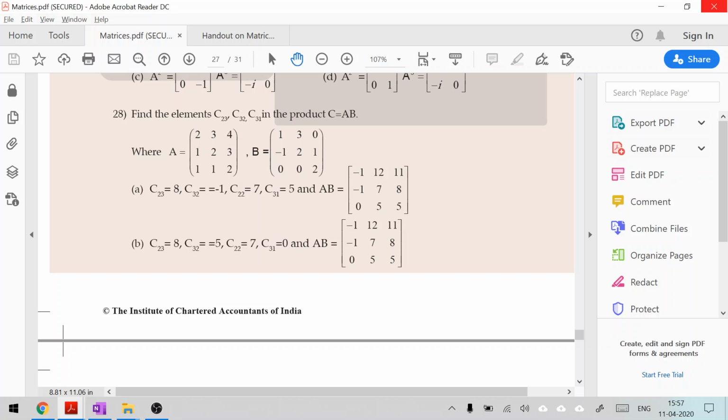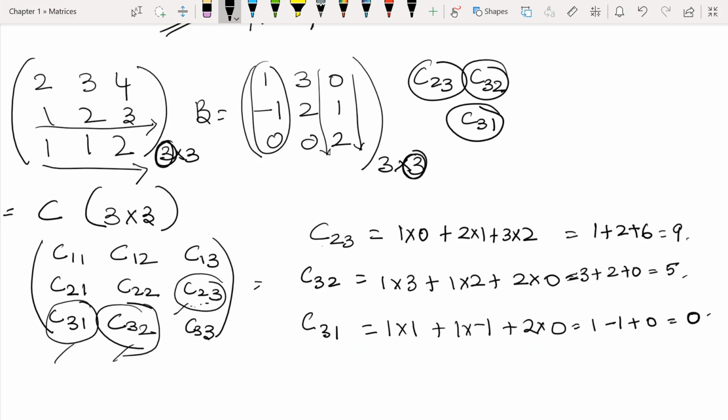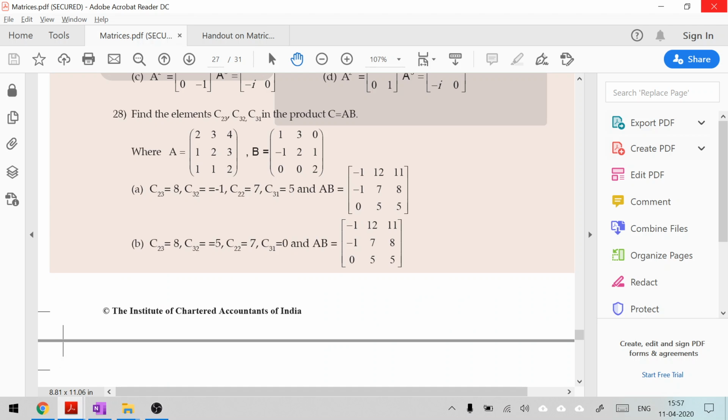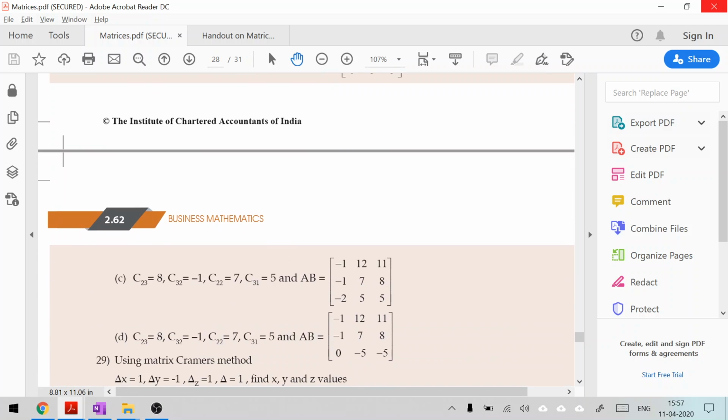Zero, 1, 2. Have I written it correctly? Oh, sorry. 1 into 0 is 0. The answer here is 8. C23 is 8. So let's see which of the options I've got. C23 is 8. 8, 8 matches. This is also 8. All the 4 have got it correct.